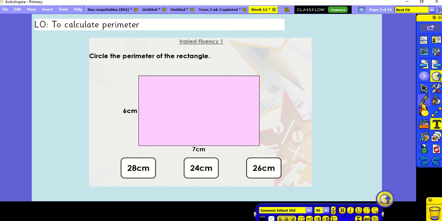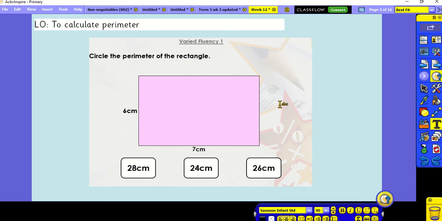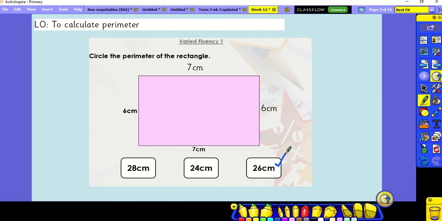So, to solve the first one, circle the perimeter of this rectangle. Well, I know that this side must be the same as this side. So this side must be 6 centimetres. I know that the long sides must be the same because this is a rectangle. So the top one must be 7 centimetres. So altogether, 7 add 7 is 14. Add 6 is 20. Add 6 is 26. So the perimeter is 26.